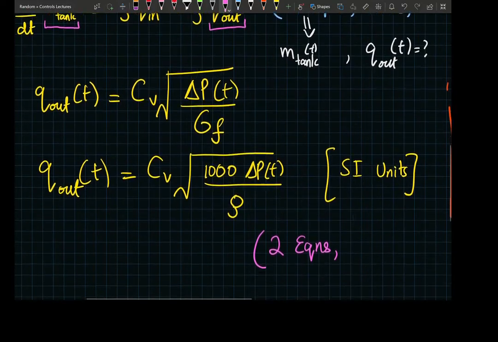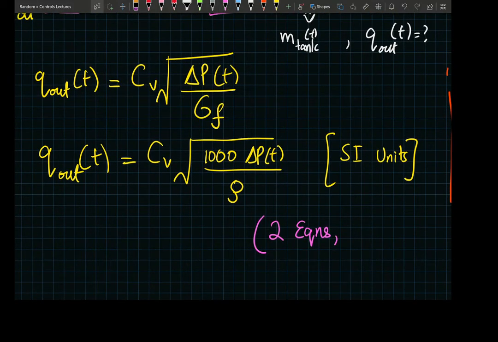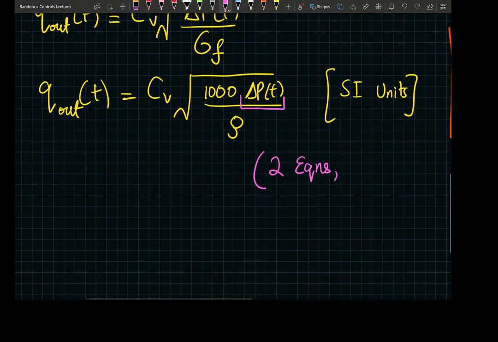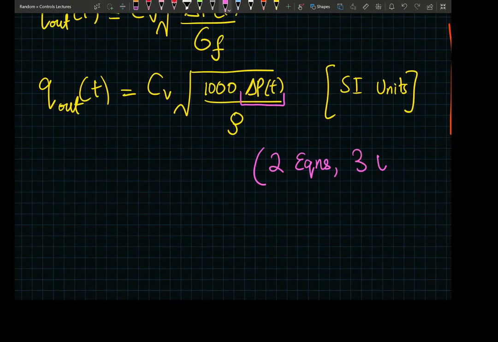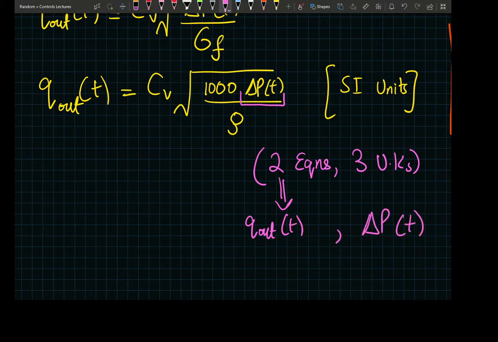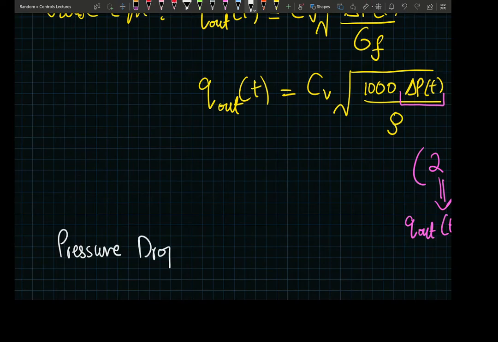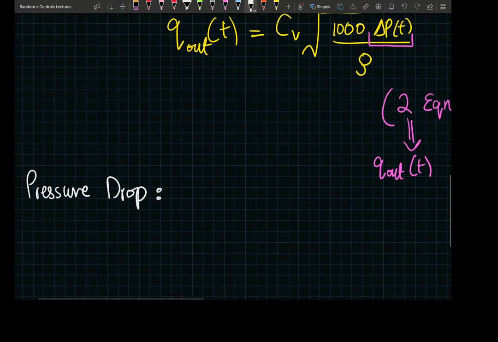So we have two equations, and as you can see, we've added a new variable. So 3 unknowns. The second equation shall be responsible for giving me the output, the outlet flow rate. Now I need an equation to give me the pressure drop across the valve. So the pressure drop across the valve, pressure change, pressure drop, same meaning.